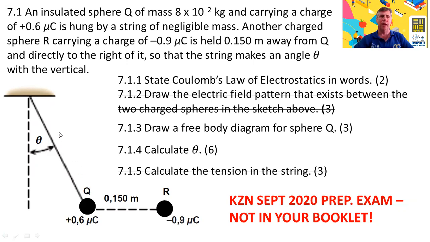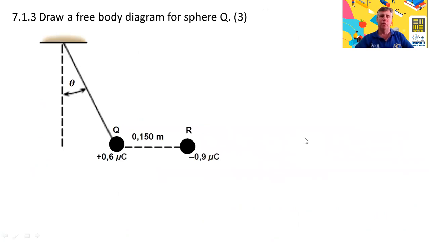So the string makes an angle theta with the vertical. Now, as we're going to see, there are 3 forces on Q: tension in the string up to the left, the electrostatic Coulomb force to the right, and the gravitational force directly down. And as always, drawing the correct free body diagram is the correct way to handle these. We also looked at this in video 5, which was all about free body diagrams, and I suggest you look back at that.